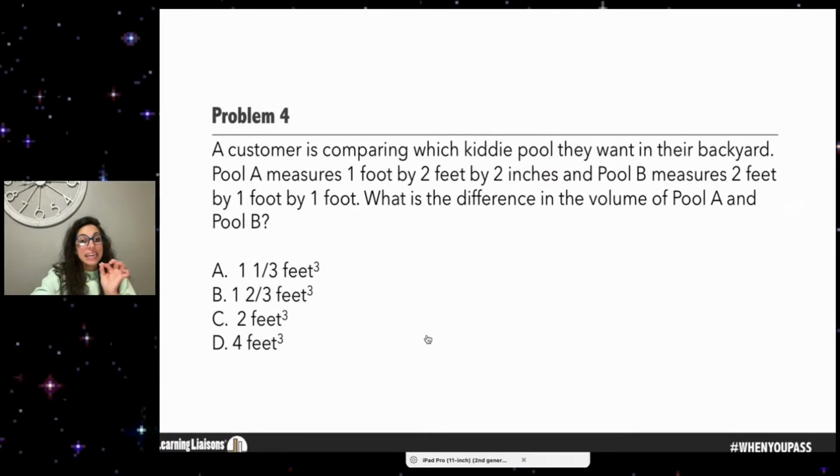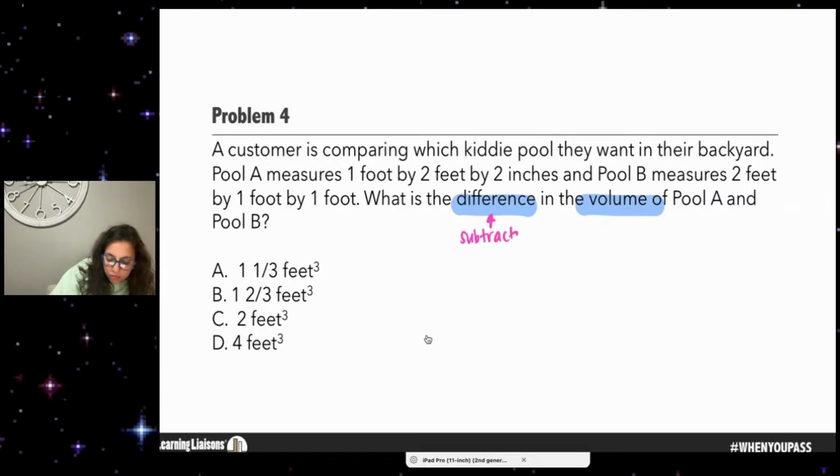So, key vocabulary words here. Difference, volume. So difference means the gap between them, or subtraction. Volume is the amount of 3D unit squares that can fit inside each pool.